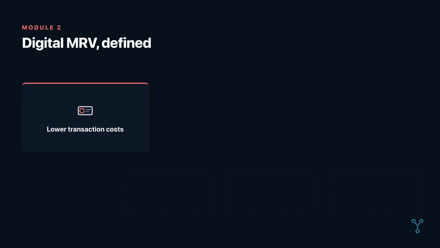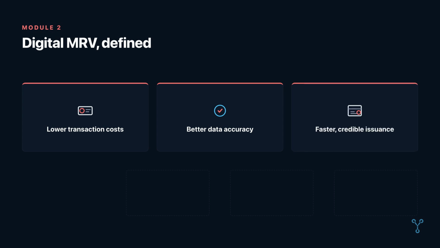The core promise of dMRV is that it lowers transaction costs. It also improves data accuracy. Finally, it enables faster and more credible issuance of carbon credits at scale. A carbon credit is a permit that represents 1 ton of carbon dioxide removed or reduced from the atmosphere. Issuance is the official creation of these credits. Digital MRV helps make this process faster and more reliable.